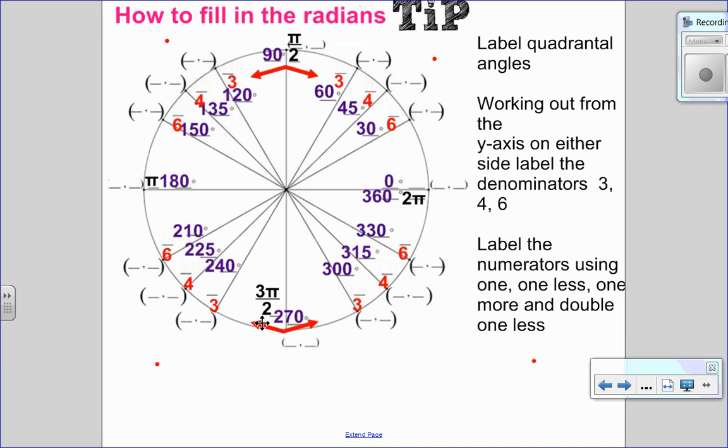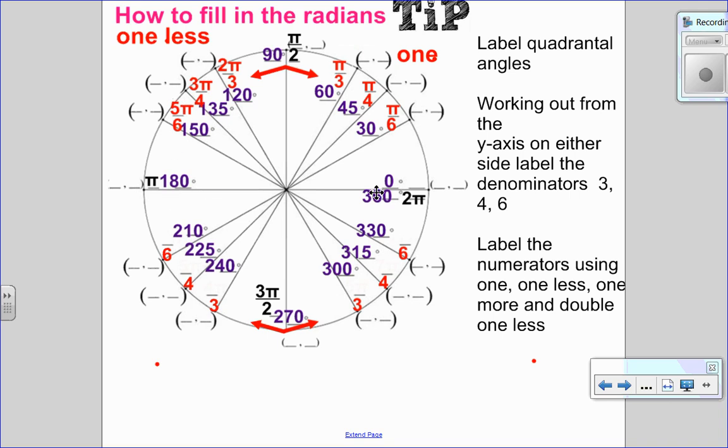Now I'm going to label the numerators using one, one less, one more, double one less. So in quadrant number one, all of the angles are just 1 pi. Quadrant one is one. In quadrant number two, see how I've almost reached pi, but I'm less than pi. So since I'm less than pi, I'm going to label my numerators as one less. So the numerators are one less than the denominator.